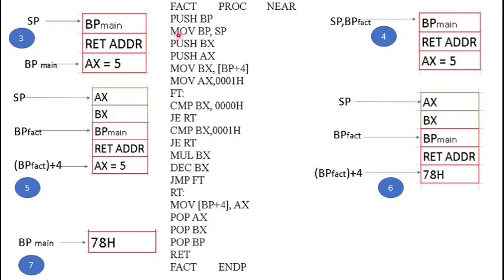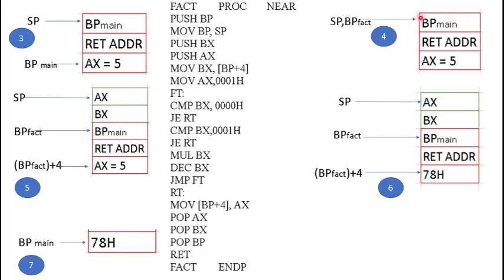Now what we are doing is that the stack pointer is pointing to the preserved BP main. So we will make a new BP for the newly created stack frame to point to this area. That's what you can see here, BP fact. Let's call the new base of the stack frame that we are going to create BP fact. So BP fact is made to point to the old preserved BP main, or its location.